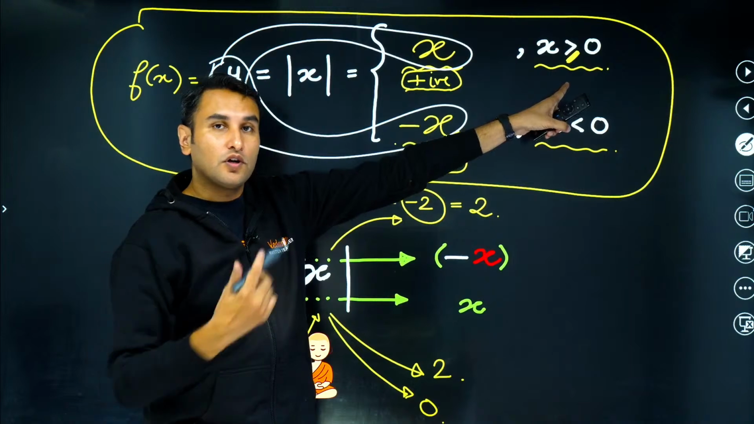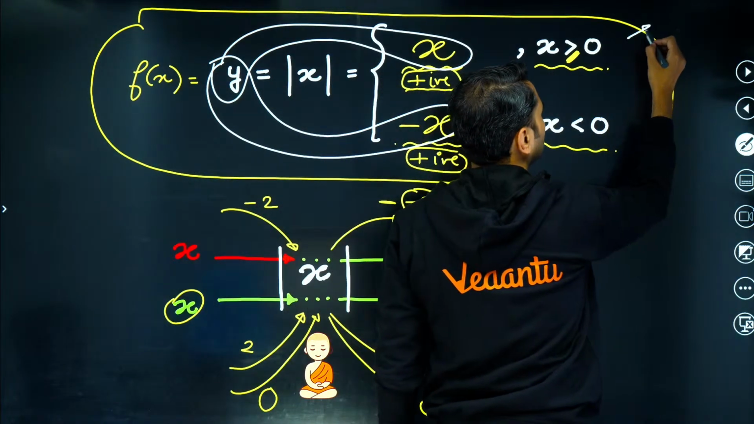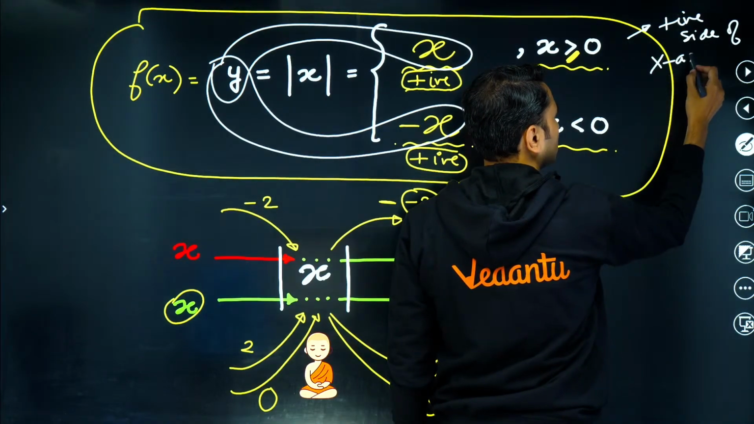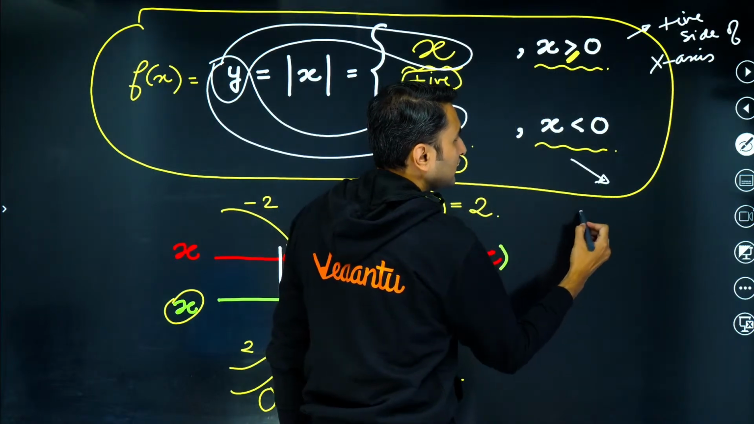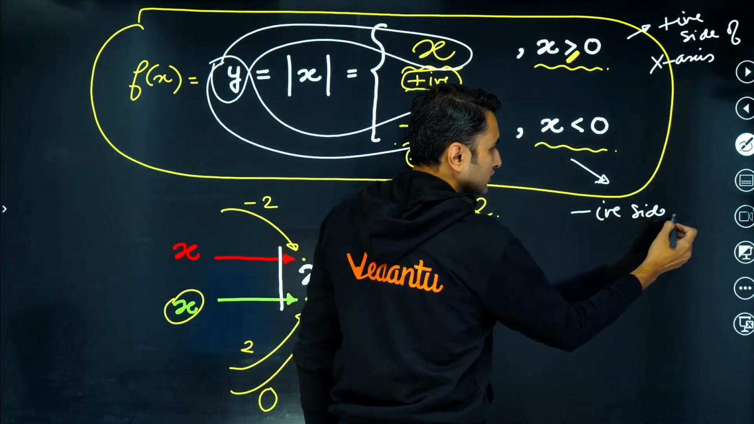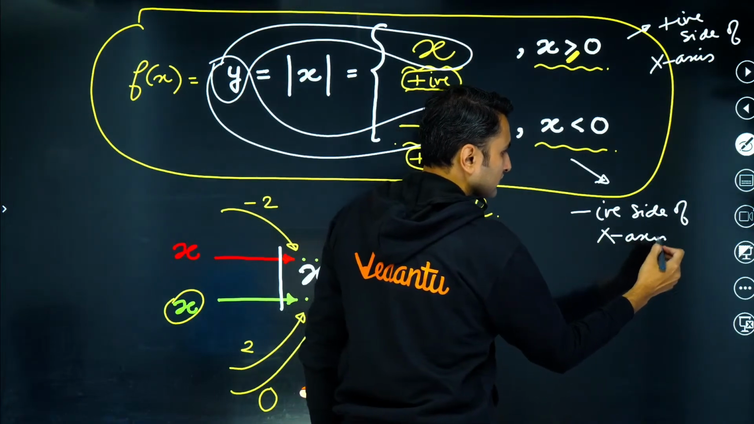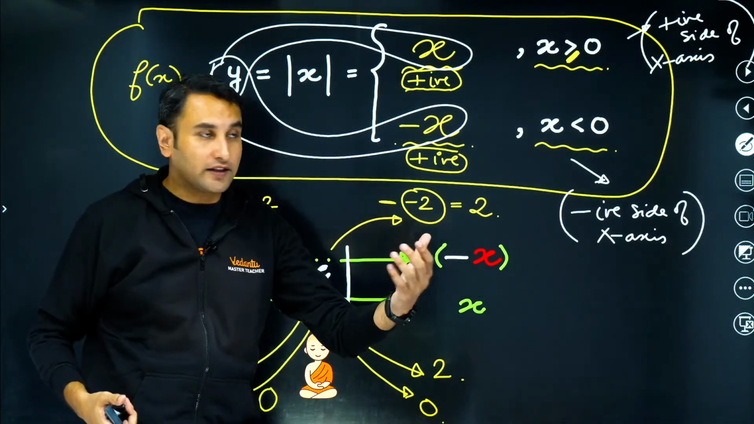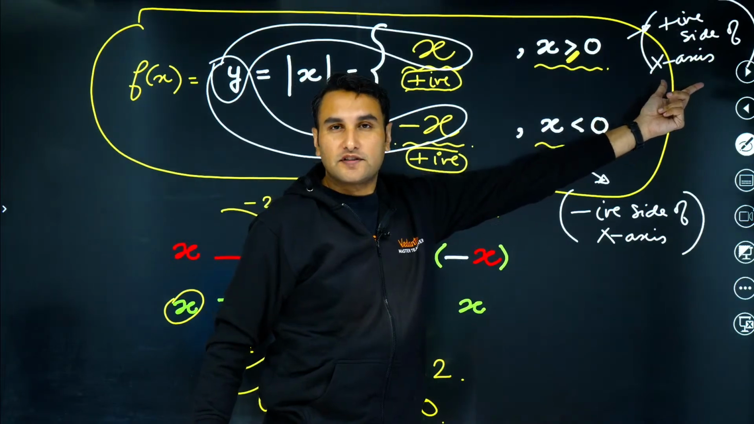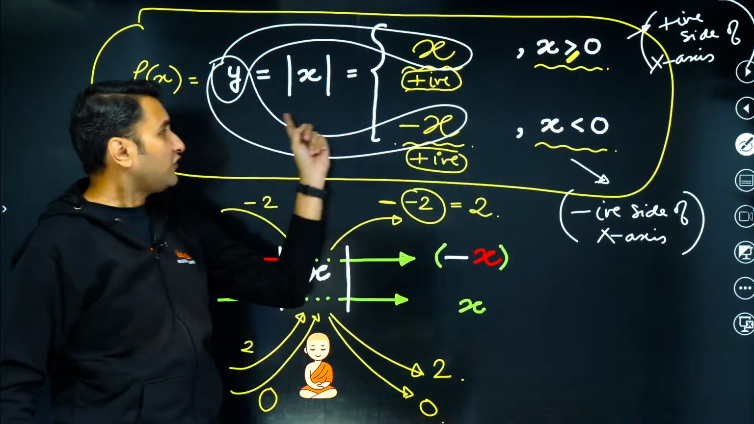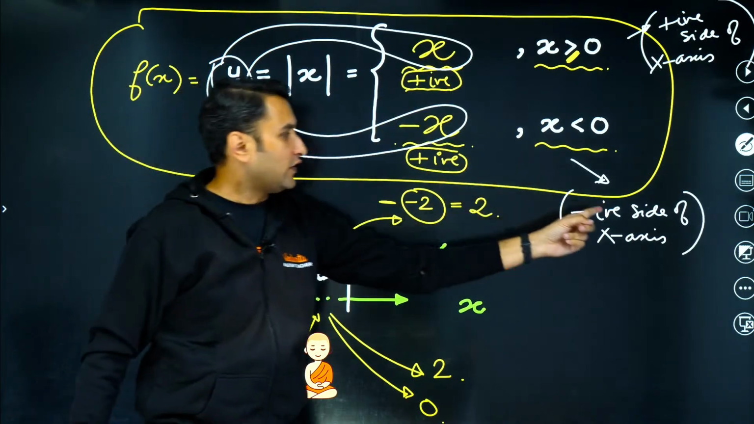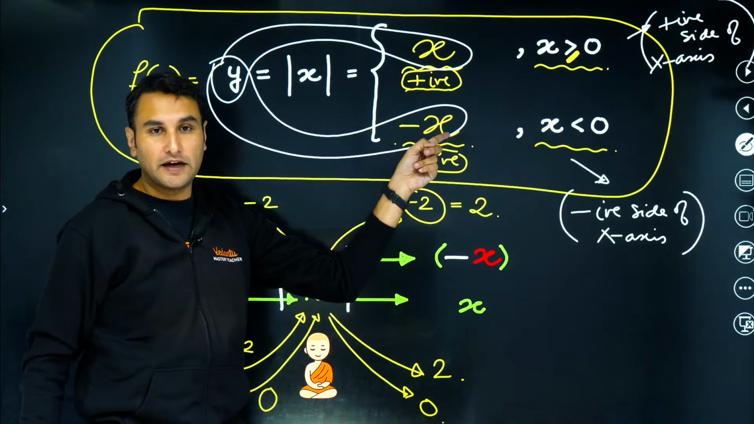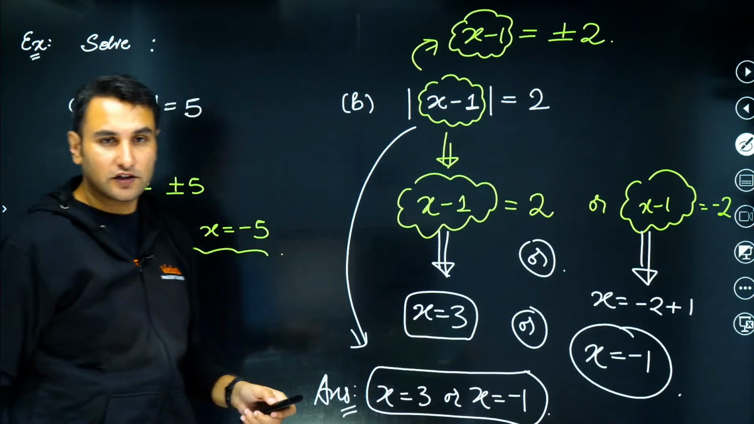What is x greater than 0? Positive side of the x-axis. This is nothing but the positive side of the x-axis. And this is what? This is the negative side of the x-axis. Now, can I also say like this? When we are on the positive side of the x-axis, the graph behaves like y equal to x. When we are on the negative side of the x-axis, the graph behaves like y equal to minus x. Can we see this in the graph as well? Let's look at this in the graph.